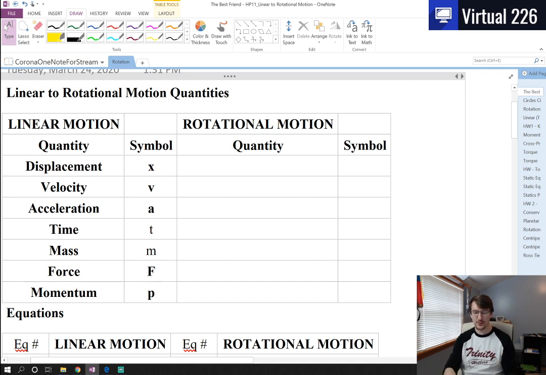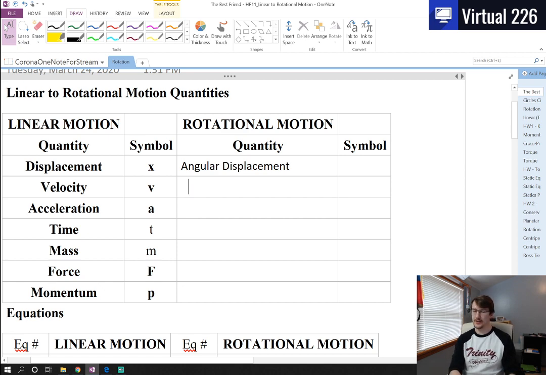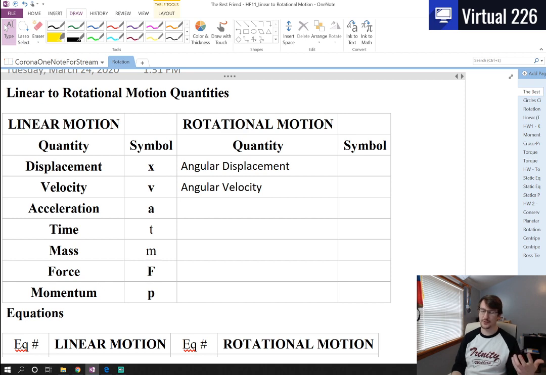For displacement, we actually call this an angular displacement. Okay? So it's still a displacement, but it's an angular displacement. It's how much of an angle you've gone through. For our velocity, we have, and this is getting clever, an angular velocity. And if you want to play a guessing game, you can probably guess what our acceleration is going to be. It's an angular acceleration. Ta-da! Nothing too crazy there.